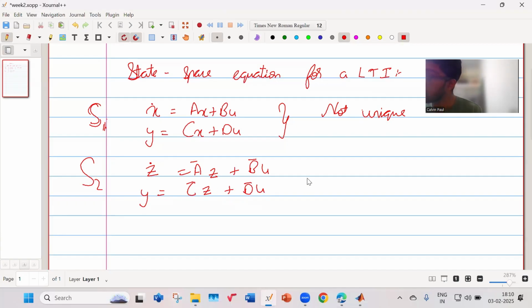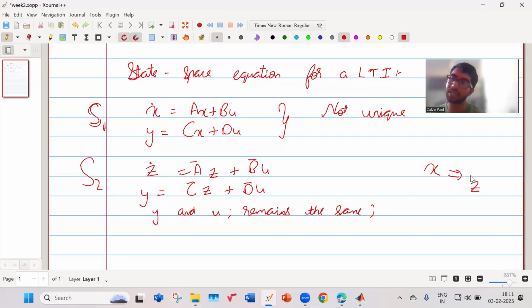Okay. So what remains the same? Y and u remain the same. Only the state x is instead represented by the state z, and hence the ABCD matrices are converted into a bar, b bar, c bar, and d bar. Okay.